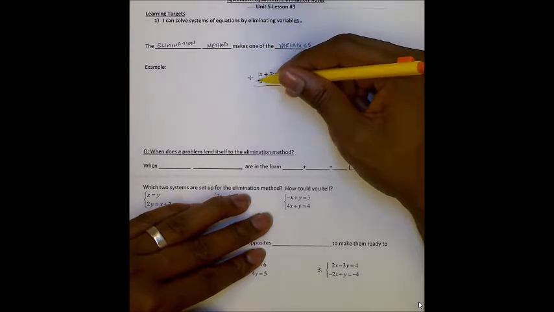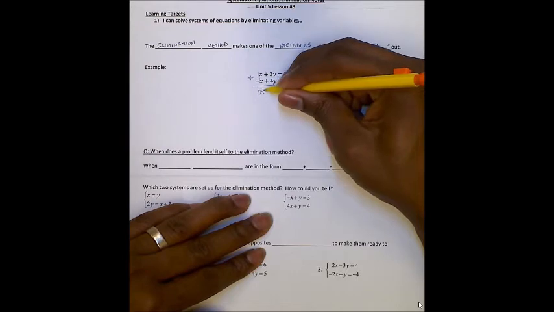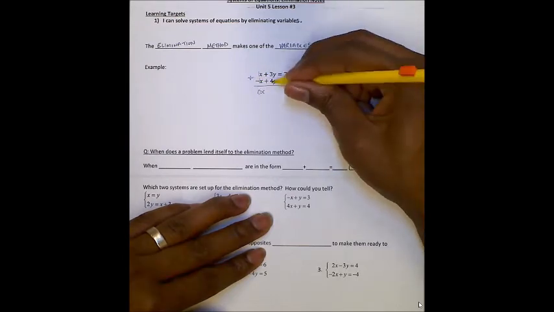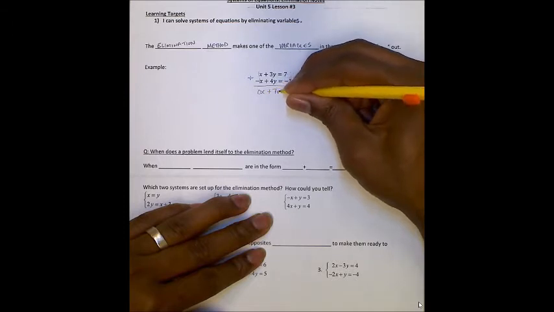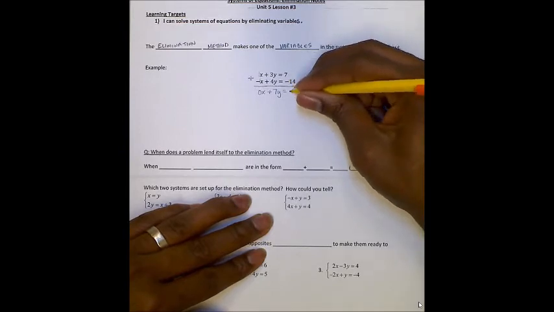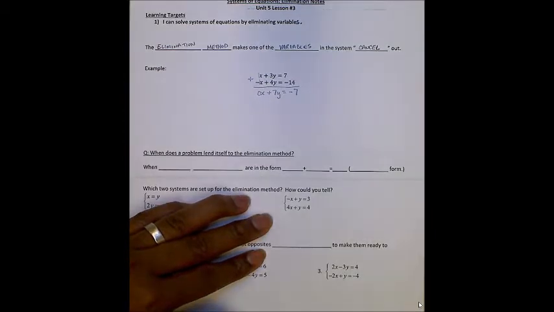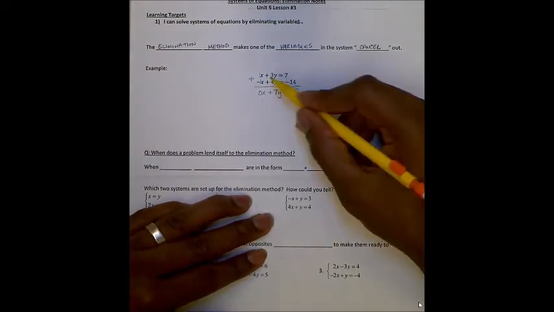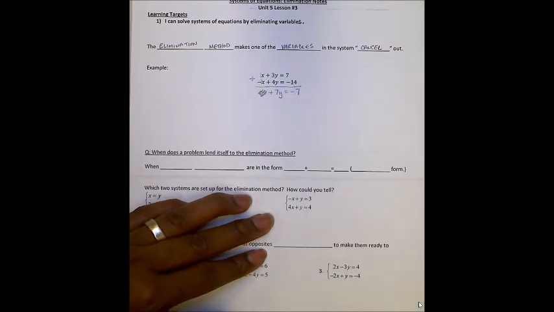1x minus x gives us 0x. 3y plus 4y gives us 7y. 7 plus negative 14, or 7 minus 14, is negative 7. Okay, and so from this first step you should see that what we did is we actually got rid of x. I know I wrote it down here, but I didn't want you to think it disappeared. We have 0x. What's 0x? Well, 0x is just 0. We don't need to write it really at all.